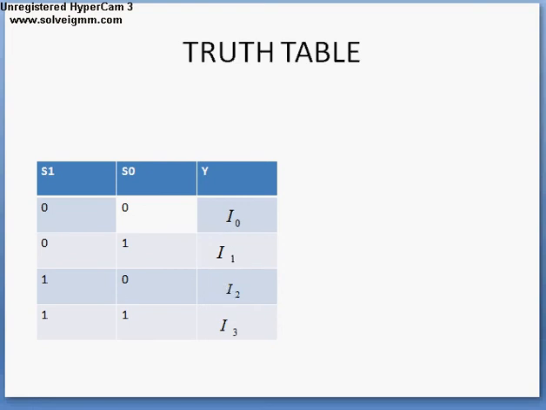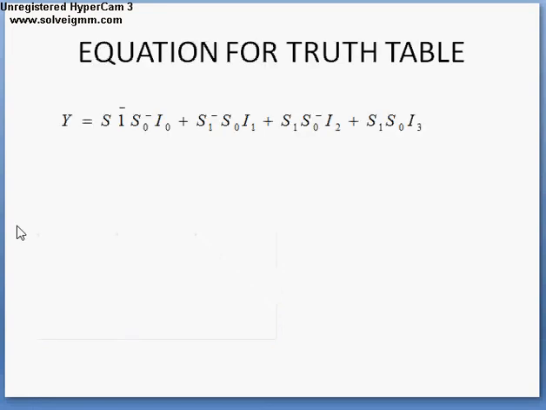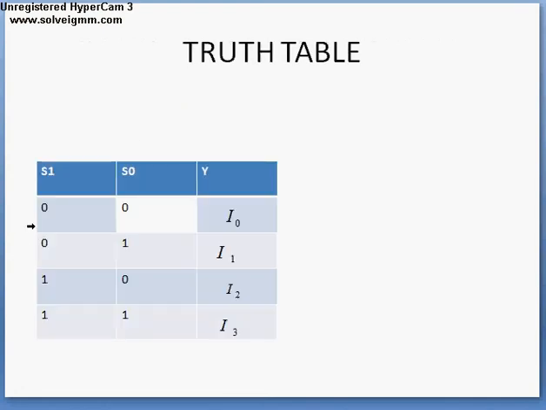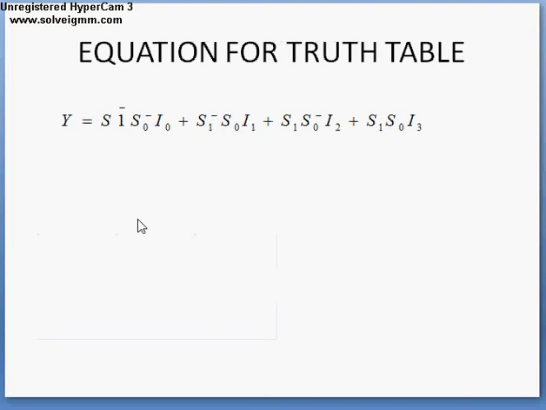The output will be the combination of all the terms, that is, y is equal to S1 bar, S0 bar, I0, that is S0 bar, S1 bar and I0. The second will be S1 bar, S0 and I1. Similarly, these other terms will come out.